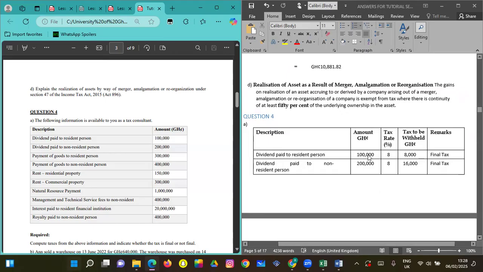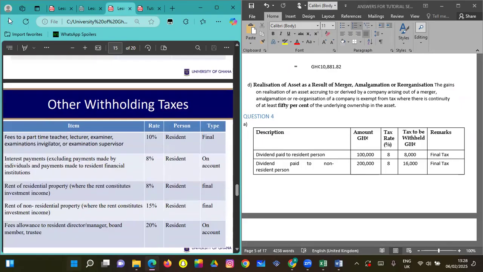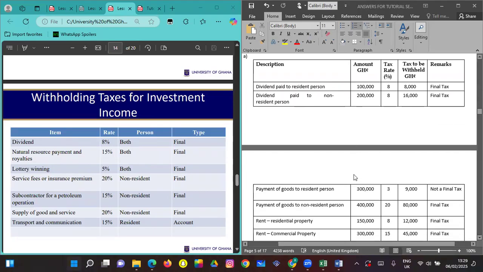Dividend paid to resident person. This is the amount here, 100,000. The rate is 8%. Dividend is 8% on both, and it is final. That's why we are having it here. Dividend paid to non-resident too is the amount that was in the question, 8%. This will be the tax when I calculate 8% on it. Then it's also final.